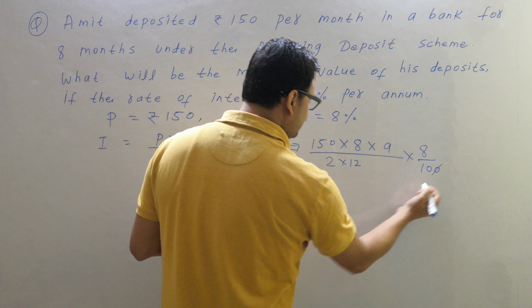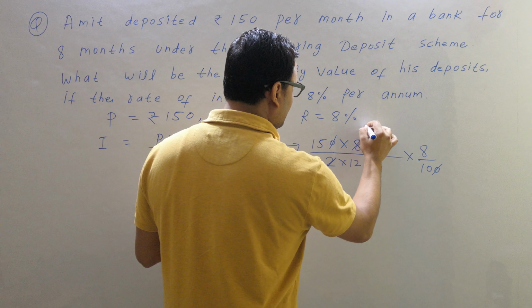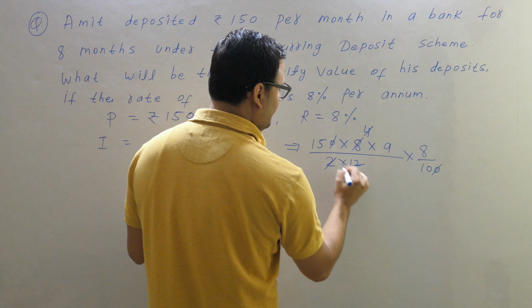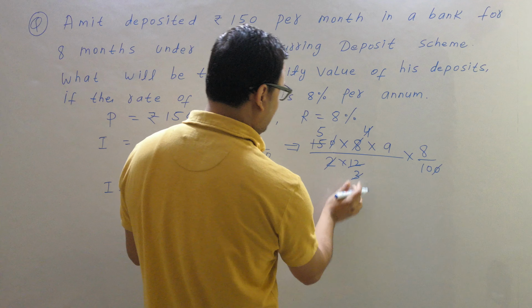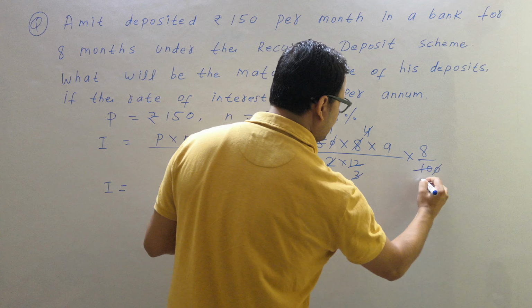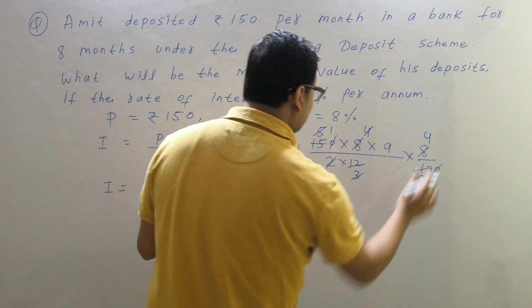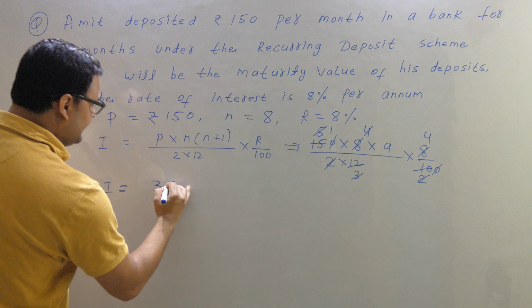Now 10 cancels. We did 2 fours are 8, and 4 threes are 12. Now 3 fives are 15. Now let me count what we got. Can we cancel any more? Yes, 5 ones are 5, 5 twos are 10, and 2 and 4. So 9 into 4. So interest I got is 36. This is 36. Interest I got is 36.